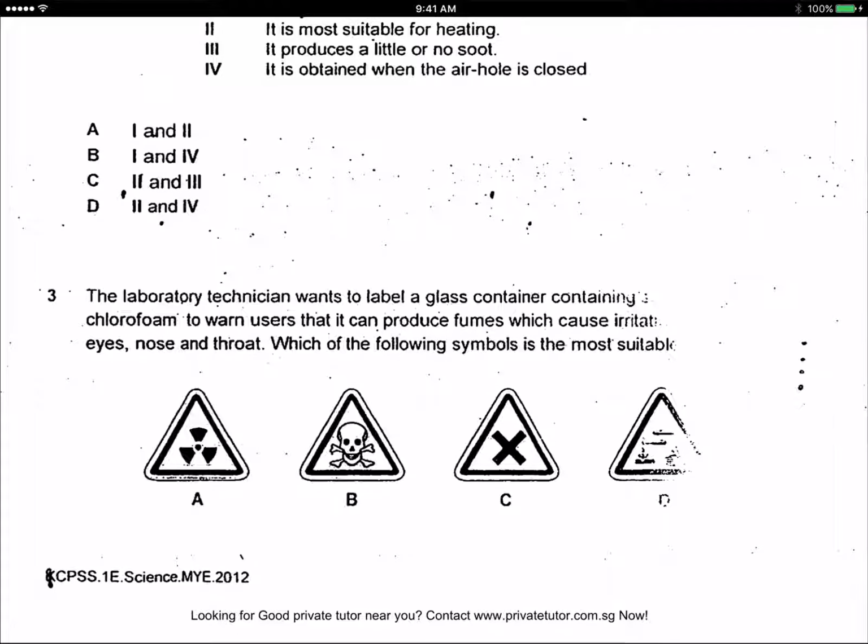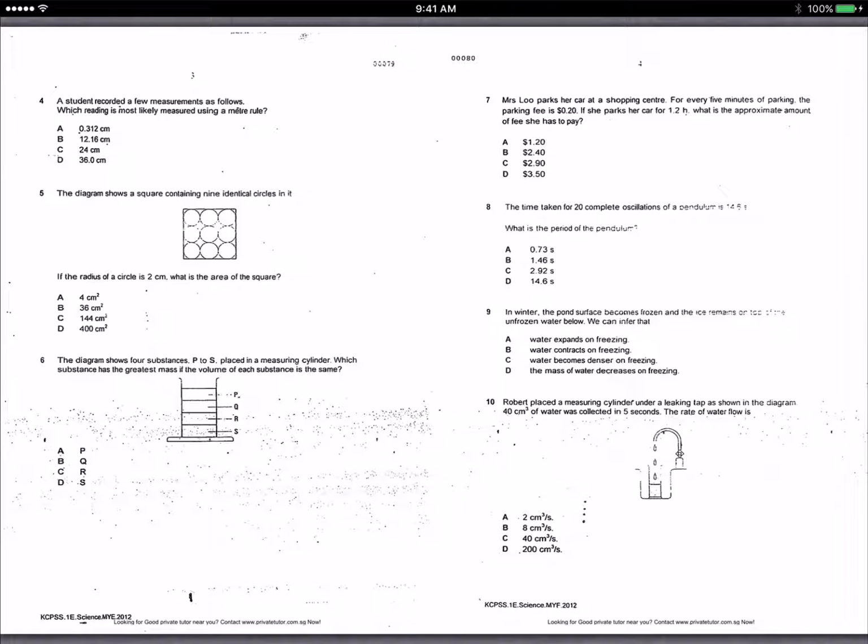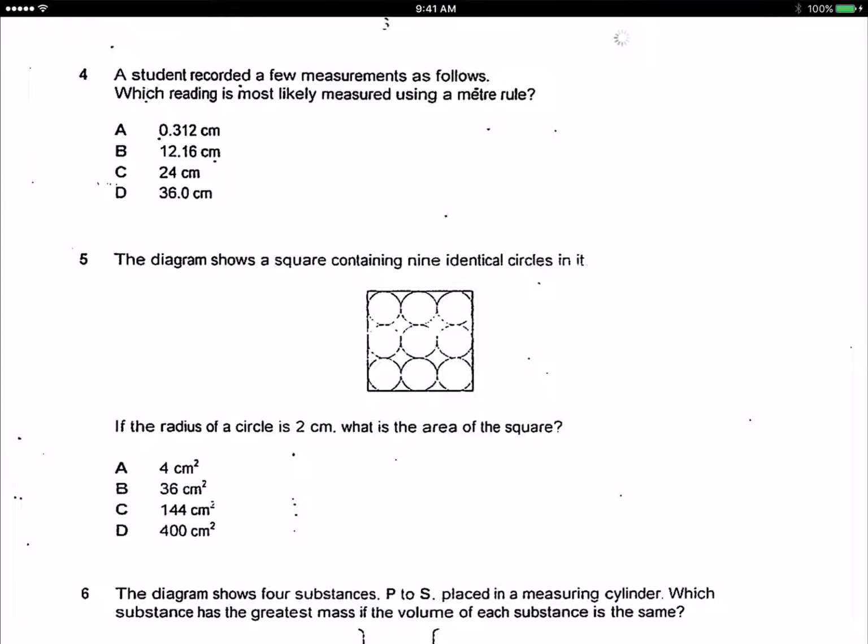Question 3. The lab technician wants to label a glass container containing chloroform. It can produce fumes which cause irritation to the eyes, nose, and which of the following is the most suitable? C. D is corrosive acid. A is radioactive, so clearly it's not A. B is toxic. Toxic means you drink, then you'll die. So C is the one. Irritable. Next.